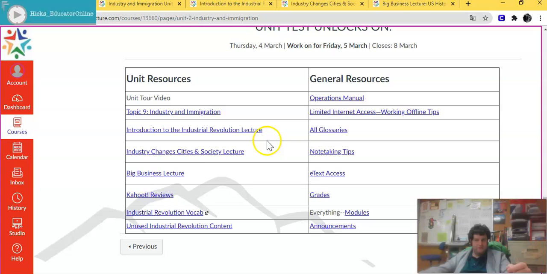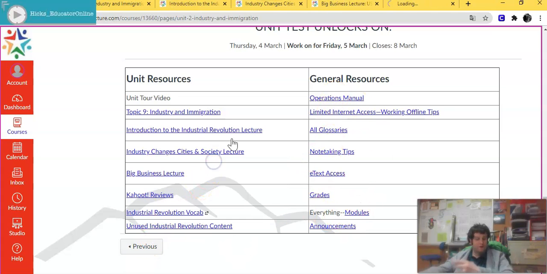Down here are your same general resources. You have the links to all the lecture videos again. We're mainly using part of topic 9 in this unit. The virtual student notebook will detail which sections you need to pay attention to. The Kahoot reviews are linked here. There's some vocabulary resources, as well as some generic links here.